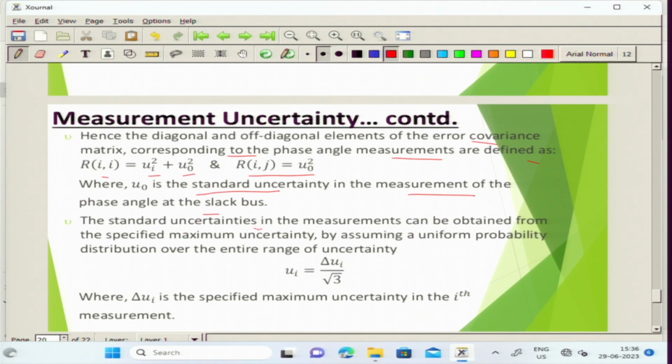The standard uncertainties in the measurement can be obtained from the specified maximum uncertainty by assuming a uniform probability distribution over the entire range of uncertainty. So Ui is equal to delta Ui by root 3, where delta Ui is the specified maximum uncertainty in the ith measurement.